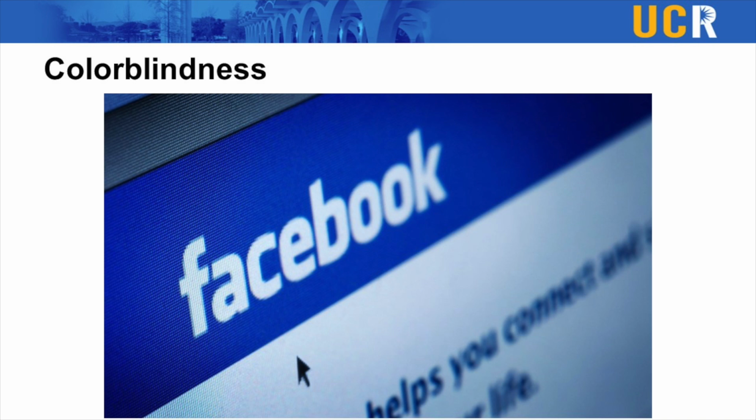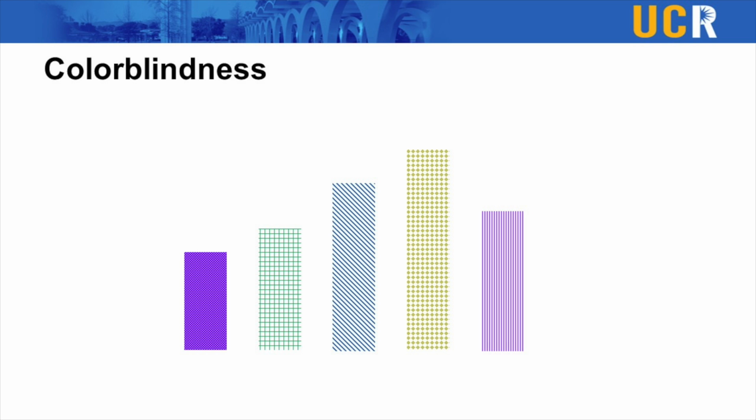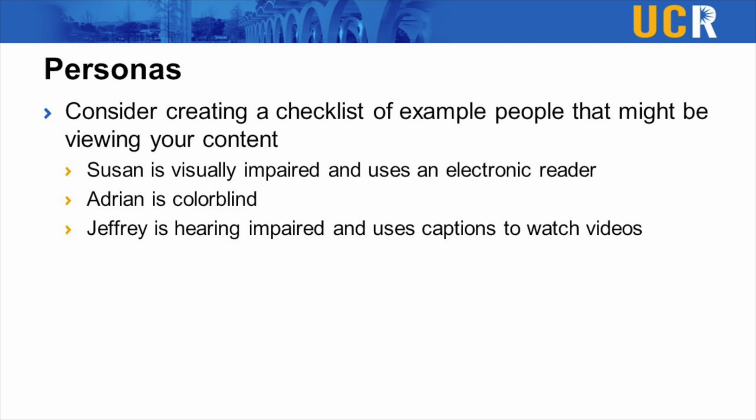Another tip, if you're using graphs or charts, consider layering textures on top of color. So even if you can't tell the colors quite apart, there's another factor to help differentiate it. So in general, how do you put all of this into practice?